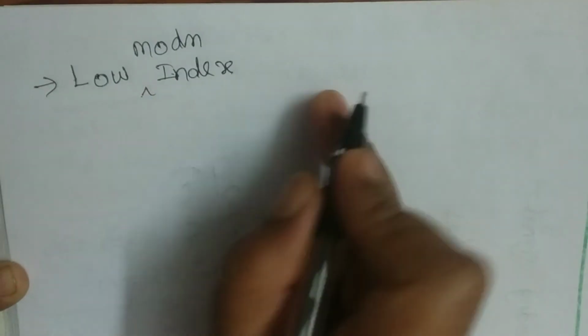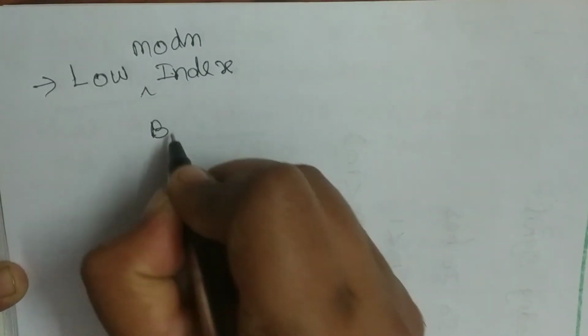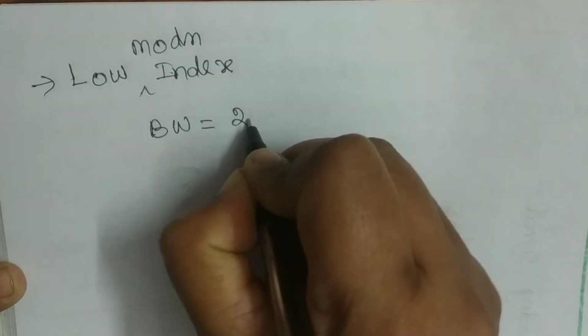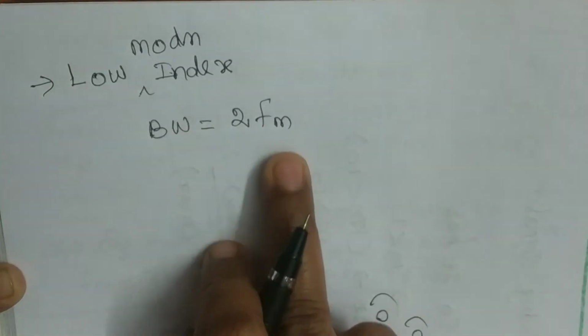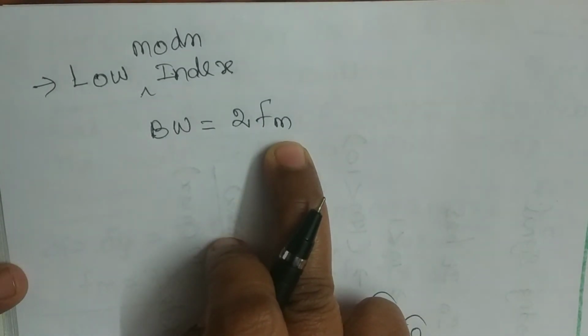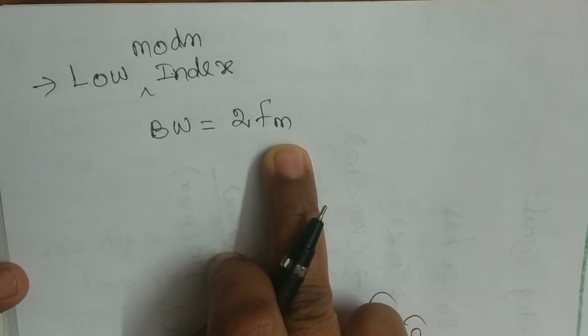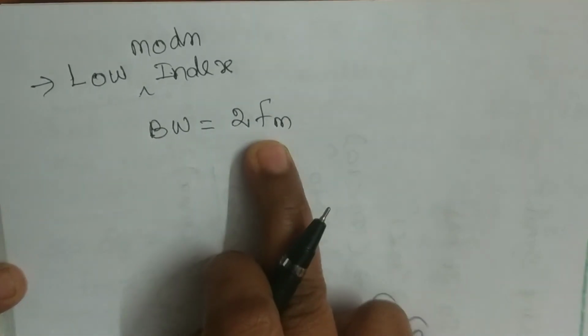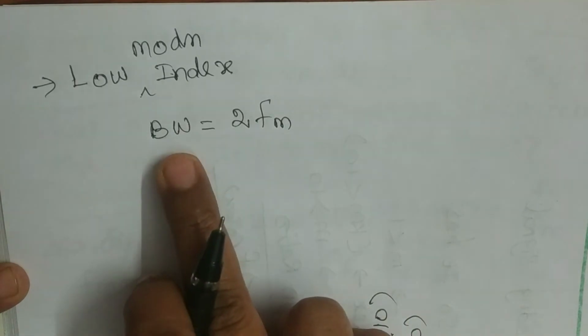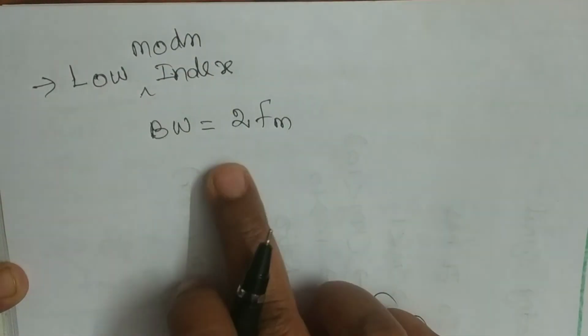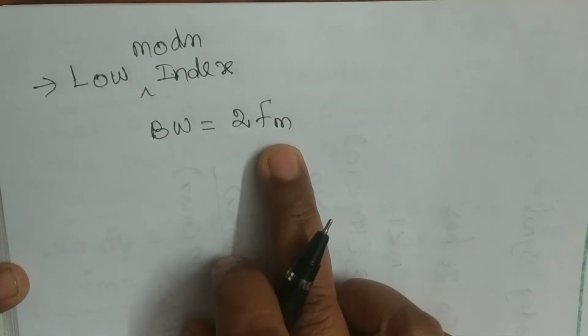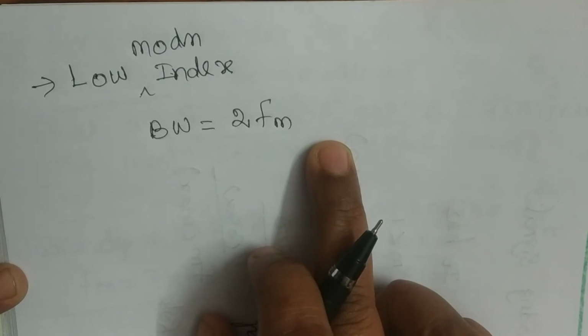For low modulation index, the bandwidth is almost equal to 2FM, which is similar to amplitude modulation bandwidth. So the minimum bandwidth requirement is nothing but a narrow band frequency modulation bandwidth. This is called narrow band frequency modulation. So the minimum bandwidth for low modulation index is 2FM, which is similar to amplitude modulation bandwidth.